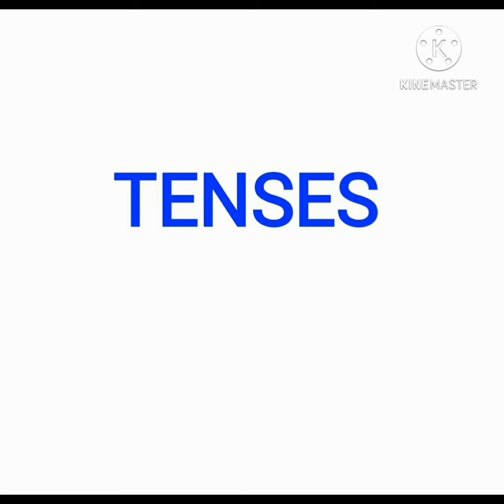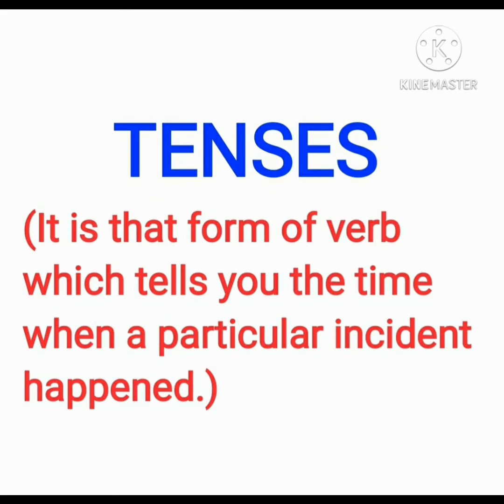Tenses play a crucial role in the English language. Children usually imagine tenses to be a big mountain in English grammar which they would never be able to climb. But the reality is, it is not as tough as they think. It is just a form of verb. The difference is, it is that form of verb which tells us the time when a particular incident happened.